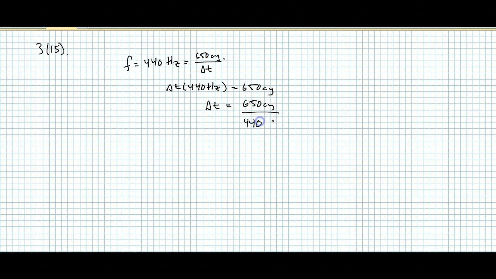And I'm going to, at this point, substitute for Hertz cycles per second so that I can check the units. The cycles cancel, and the seconds is in the denominator of the denominator, so it goes up to the numerator. So 650 cycles is going to take just over a second. It's going to be 1.48 seconds.